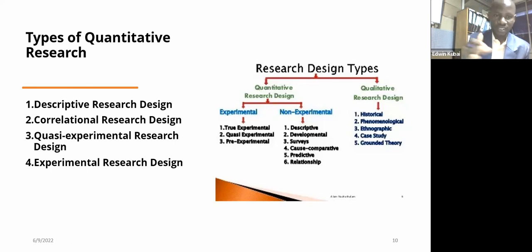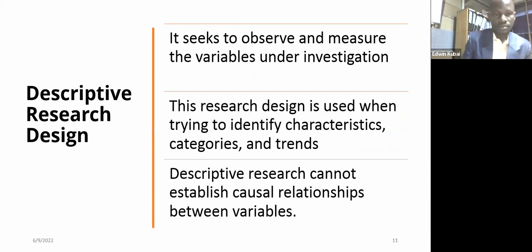If you're going for descriptive, then the person expects to see the frequencies, the percentages, and so on, the graphs, the charts, just describing variables in terms of your research design. If you're going for correlational, then you will only see how variables relate to each other. Now, descriptive, the way I've said, seeks to observe and measure the variables under investigation. So you observe the variables and you measure them under given investigation.